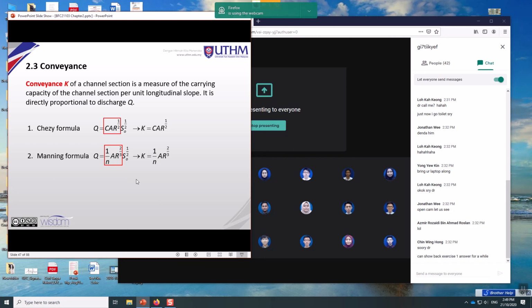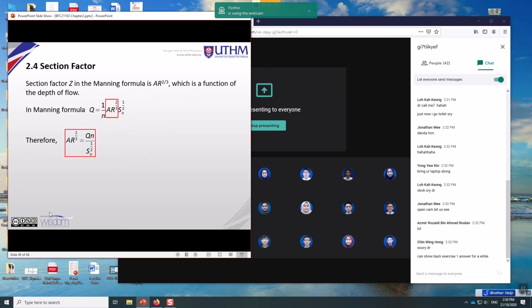Now, what is conveyance? All right, conveyance is a measure of carrying capacity. When I say carrying capacity, it is the discharge, Q, of the channel section per unit longitudinal slope. You know longitudinal slope is S naught, right? So basically, it is Q over S naught to the power of half, equals to CAR to the power of half. For Chezy and Manning, conveyance K is actually equal to Q divided by S naught to the power of half, which reflects the definition, that means carrying capacity over longitudinal slope. All right, that is your K.